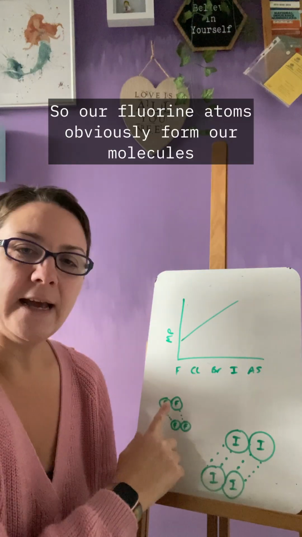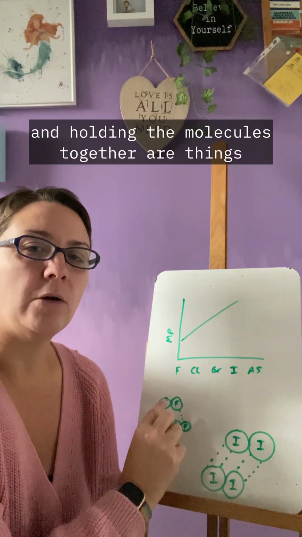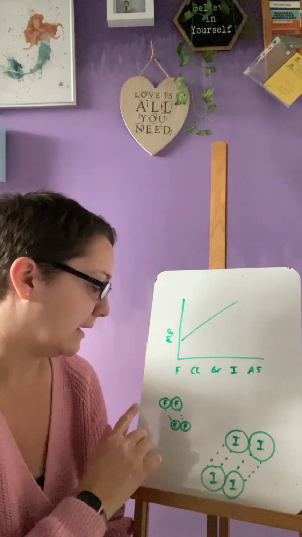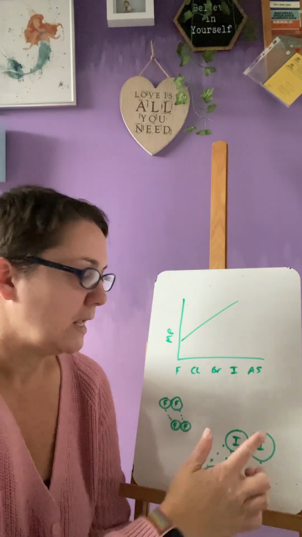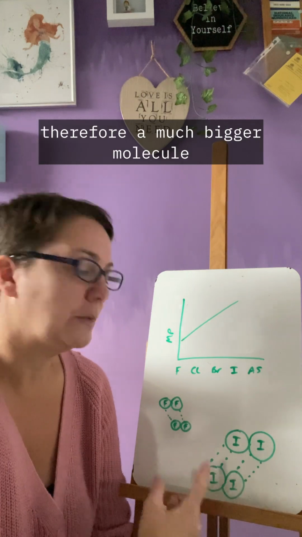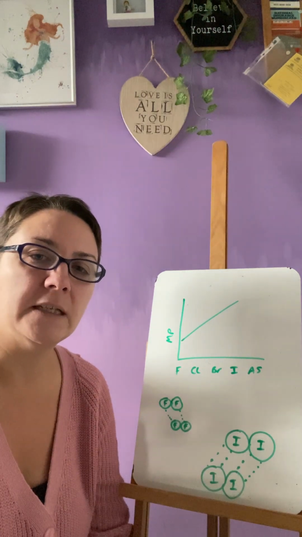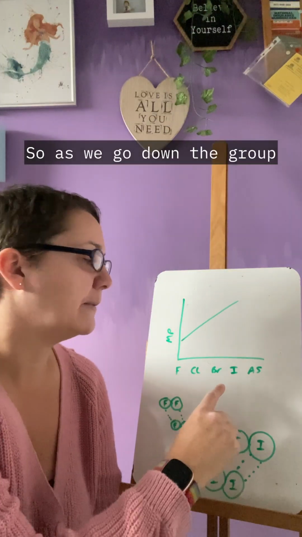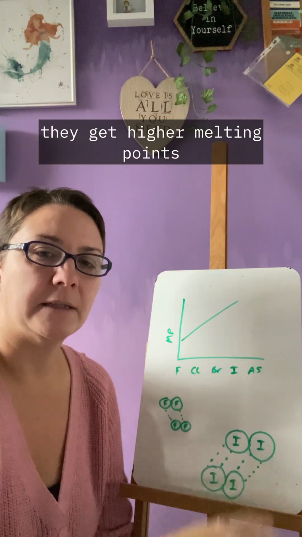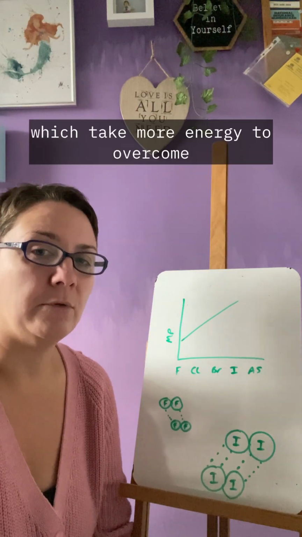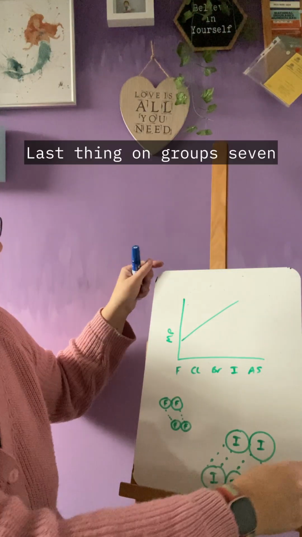Our fluorine atoms obviously form our molecules, and holding the molecules together are things called intermolecular forces. Now, these are quite weak and they're fairly easy to overcome. As our molecule gets bigger, so iodine's a much bigger atom, therefore a much bigger molecule, there are more intermolecular forces, so therefore they are stronger and more energy is needed to overcome. So as we go down the group, they get higher melting points because of stronger intermolecular forces, which take more energy to overcome.